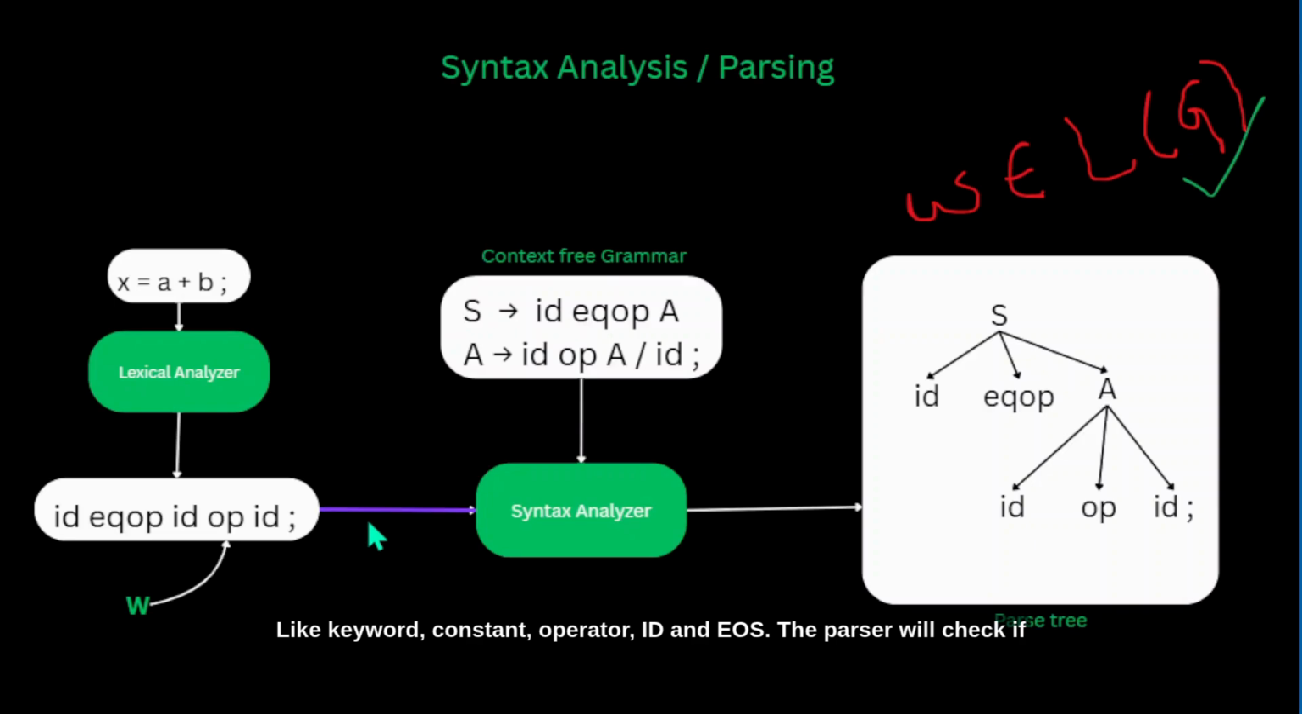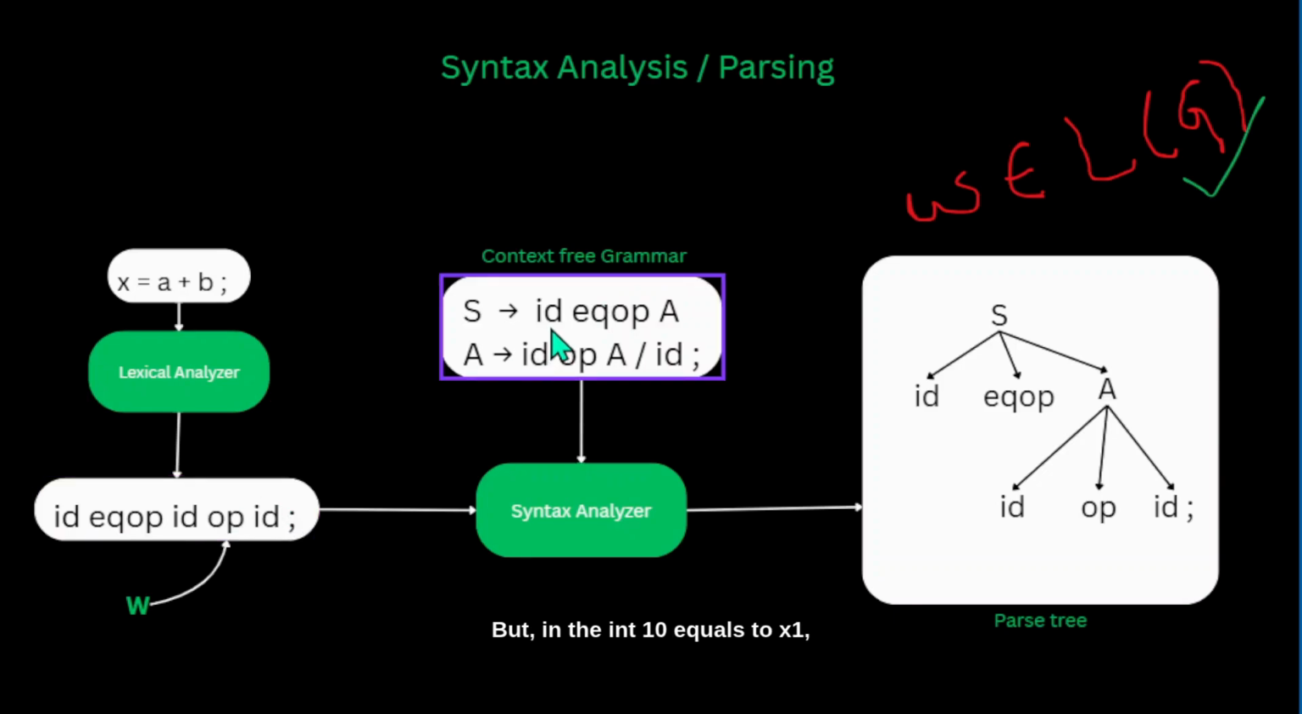The parser will check if the sequence of tokens belongs to the language generated by the grammar G. Like this belongs to the language generated by this grammar G, but int 10 equals to x1, I have not written it down. It will see that the word cannot be generated by that grammar, and thus it will show a syntax error. So that is all.